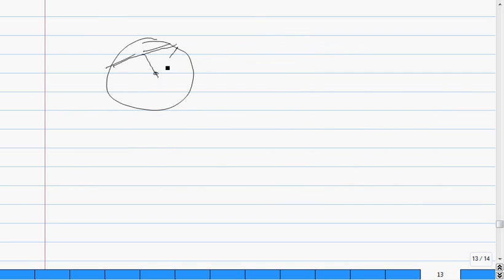Okay, we draw this to this. Now I'm going to use colour. So that red line here is equal to this red line here. Why? Because they're both radii. And this line here is common to both of them. This angle here will be the same as this angle here. Why?